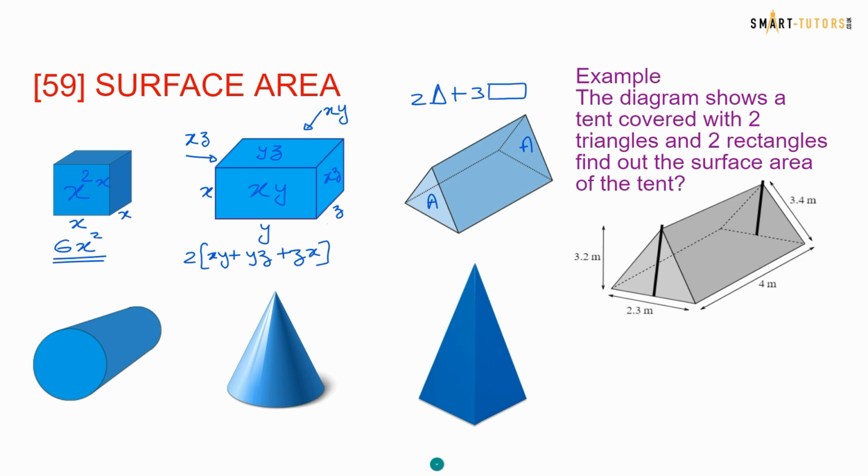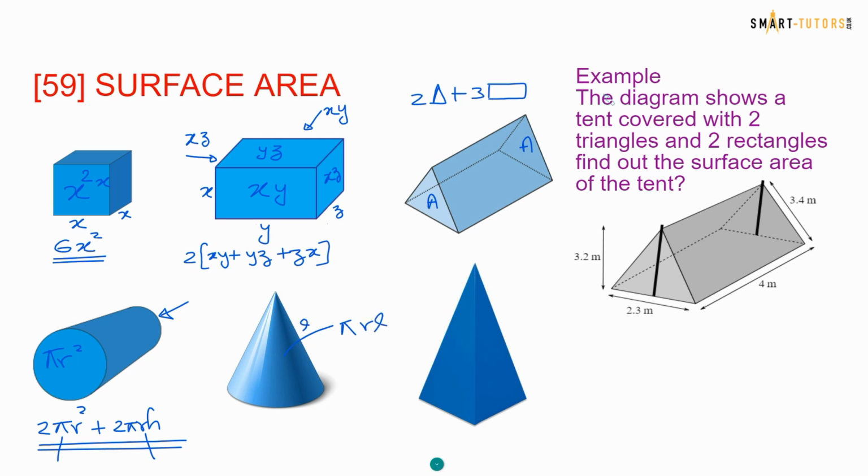Cylinder: the front one is pi r squared, another pi r squared at the back, so 2 pi r squared plus 2 pi r h. You need to remember this one, that is the curved surface, this is a flat surface, and you apply the formula. The curved surface of the cone is pi r l.